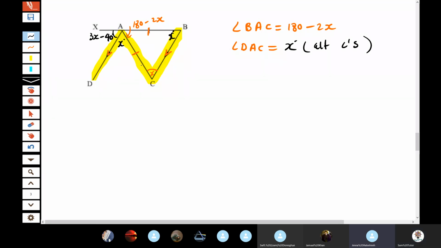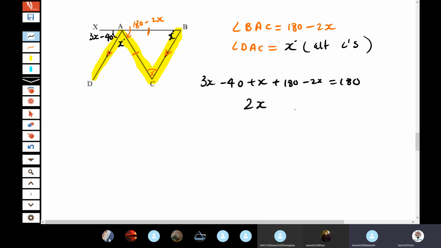That they all have to add up to 180 because it's a straight line. That's it. 3x take away 40 plus x plus 180 take away 2x equals 180. Again, simplify this left-hand side for me. Tell me what your answer is when it's simplified. Let's have a look at it. Take your time. Let me know what to write.